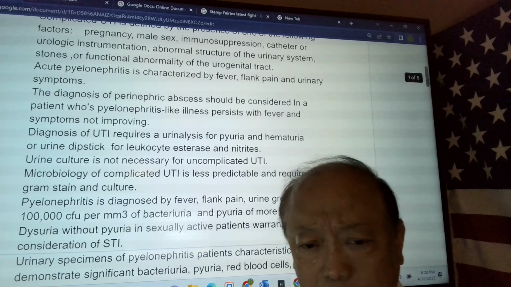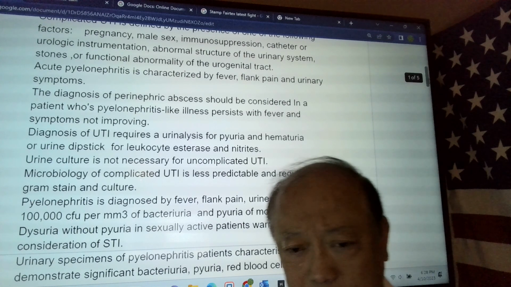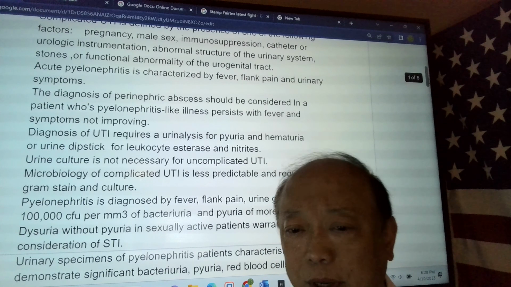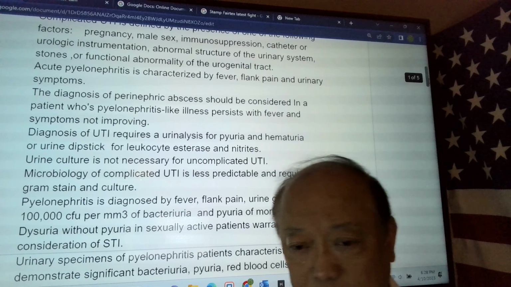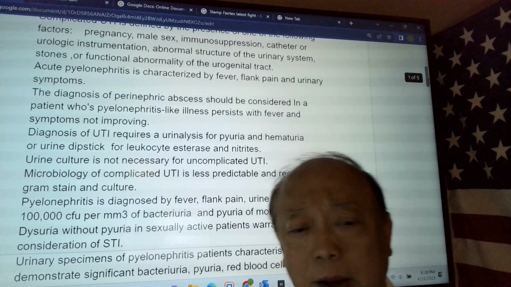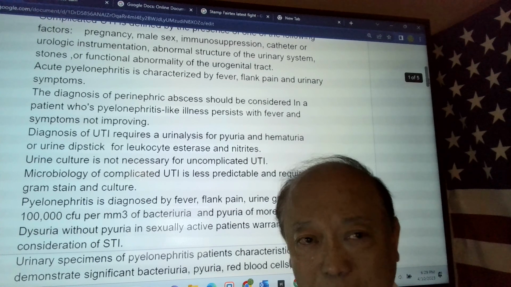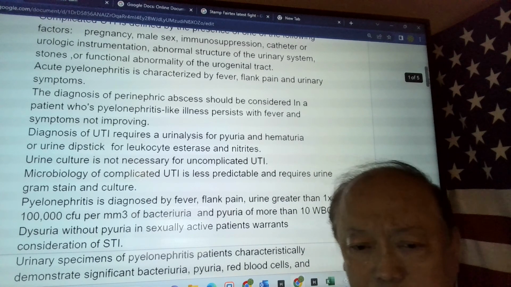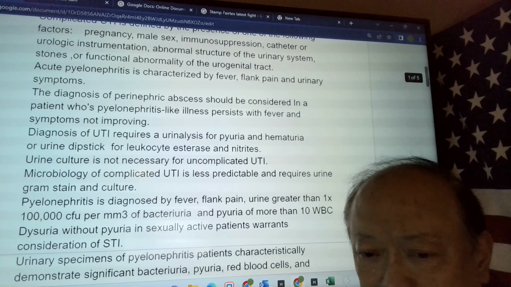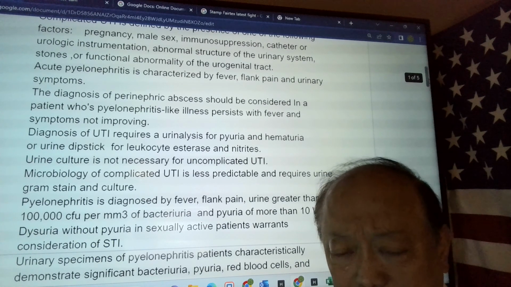Diagnosis of urinary tract infection requires a urinalysis for pyuria and hematuria, or urine dipstick for leukocyte esterase and nitrites. Urinary culture is not necessary for uncomplicated UTI. Microbiology of complicated UTI is less predictable and requires urinary gram stain and culture.